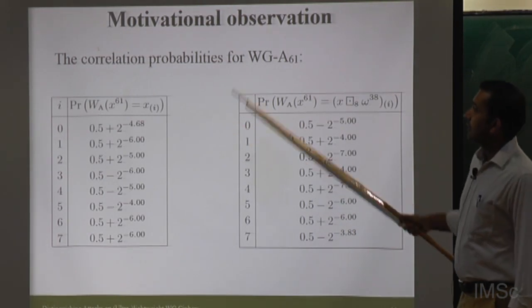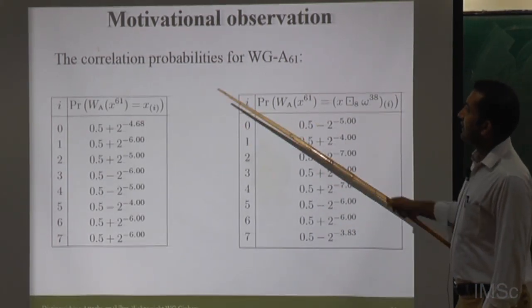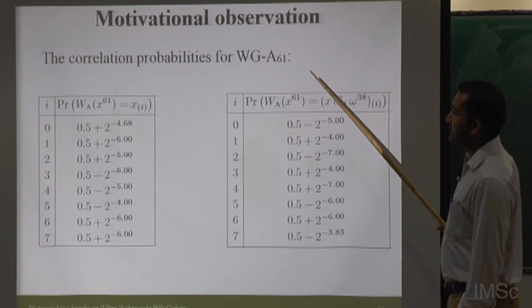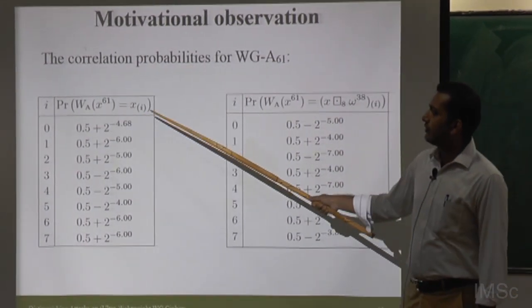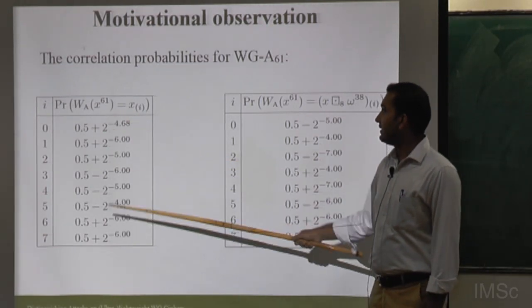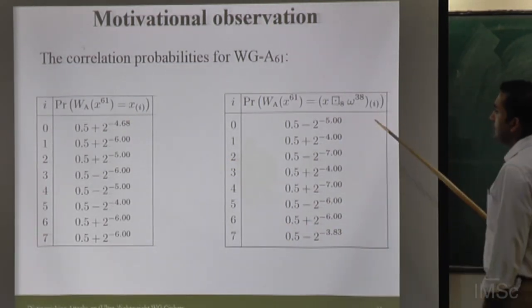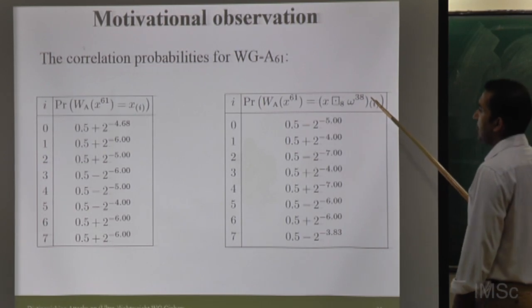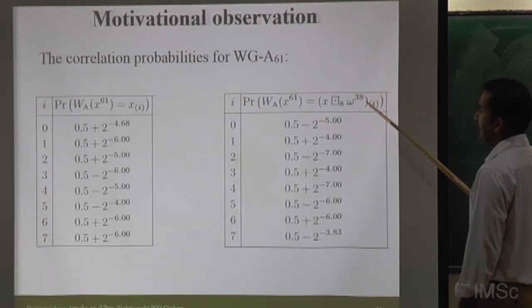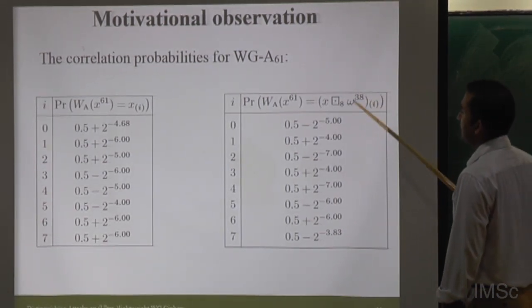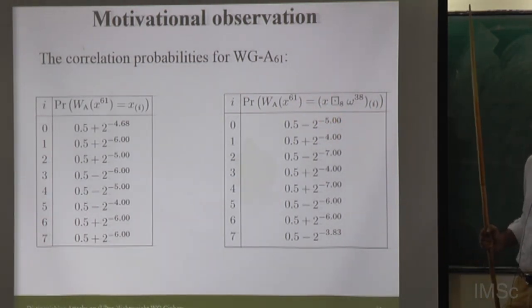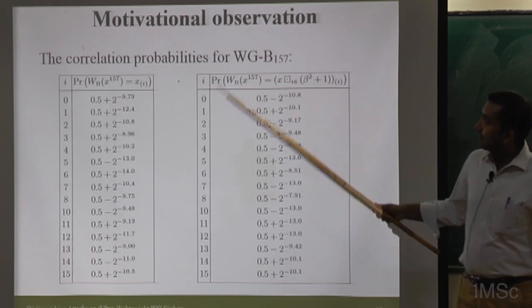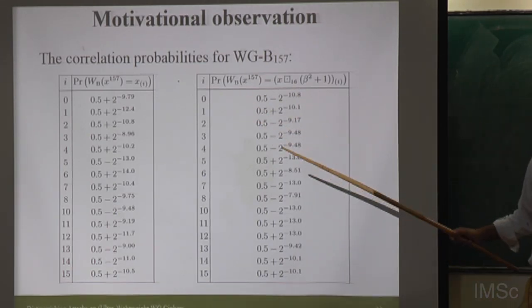These two tables give the correlation probabilities for WGA subscript 61. Here, the probability that the ith bit of input equals the output of the transformation is given, and here the ith bit of the product of input and omega power 38, which is the multiplication factor used, equal to the output of the transformation, that probability is given. Similarly, we have computed the probabilities for WGB 157.